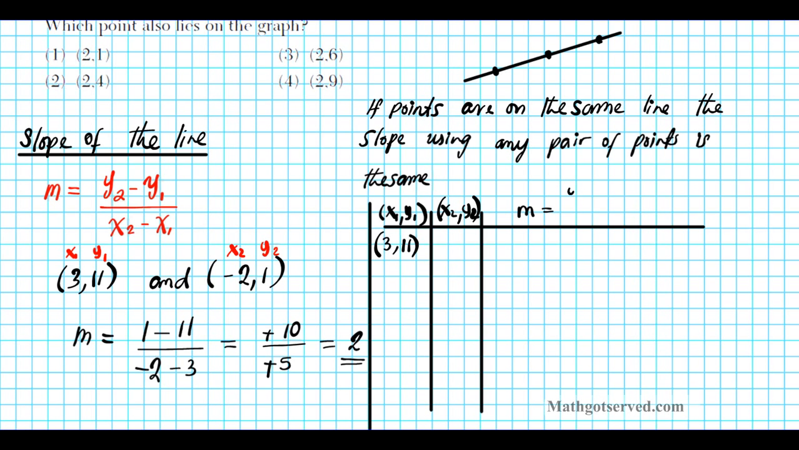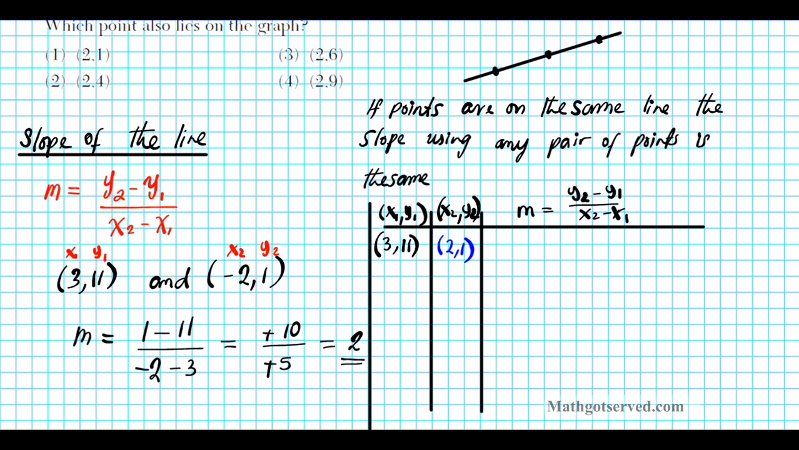m is y2 minus y1 over x2 minus x1, the standard slope formula. We're going to test different options to see which one is correct. So now let's pick option number 1. Option 1 is (2, 1). What we're doing with this point is calculating the slope to see if we get 2. If we get 2, that's the answer because they're going to be on the same line. If we do not get 2, then that's not an answer.